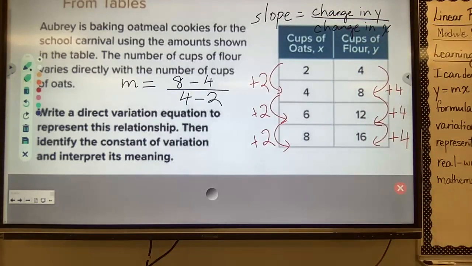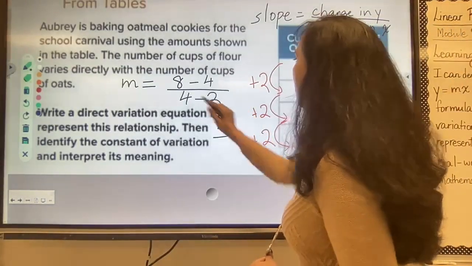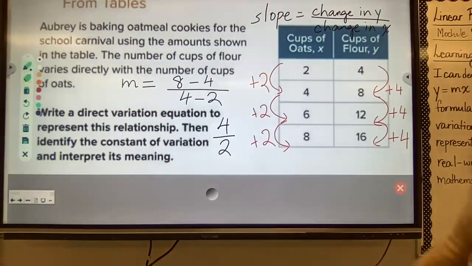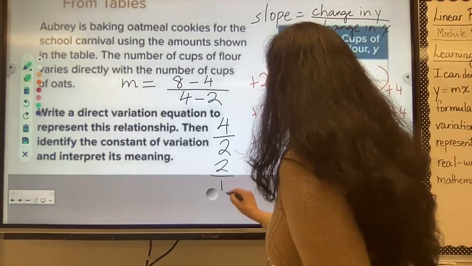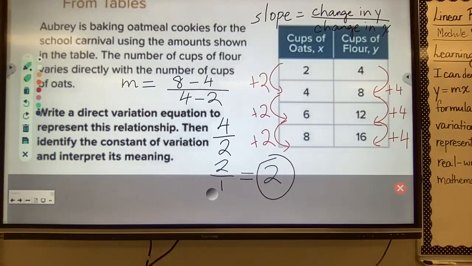And I'm just going to take any 2 points. And so what do I get? What is 8 minus 4? I get 4. What is 4 minus 2? I get 2. And that is 2 over 1, which is equal to 2. Okay, so the slope of the line is 2.